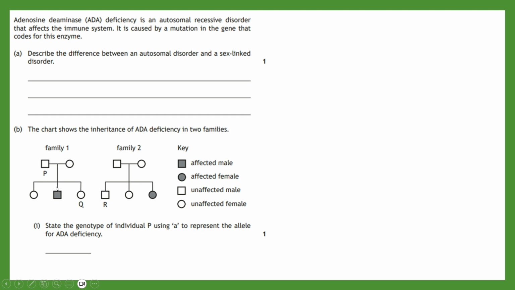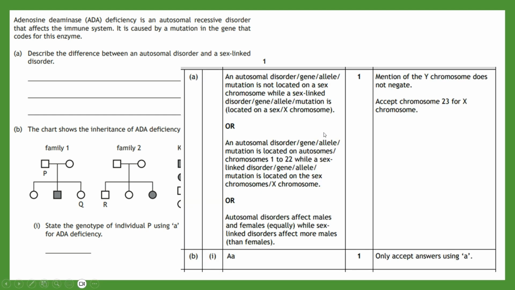We've got one recessive allele from each parent, and because they don't have the condition themselves, their second allele must be dominant. Okay, so big A, little a, and remember, if they do give you a letter to use, please use that letter, as in this case it says to only accept answers using A.